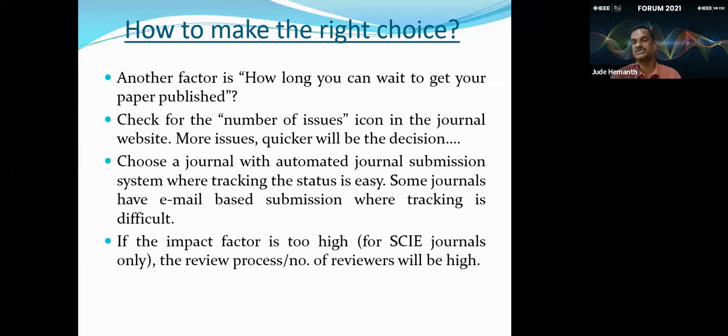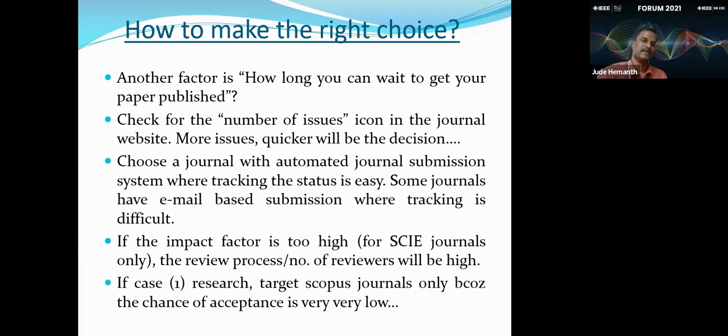If the impact factor is too high, again, the review process will be a bit more tougher. So if you feel that your content is not that good, choose a journal with impact factor 0 to 1. That is also a side journal, that is also accepted. Later on, once you get a bit hold on your research work, then you can target the better journals. If case 1 research, I will advise you to go for only Scopus. Journals will expect at least some good differences in the research.